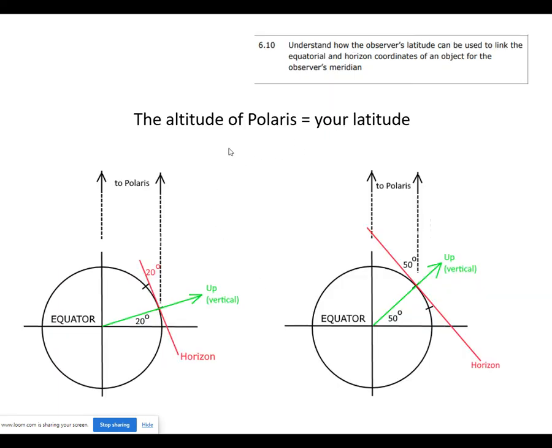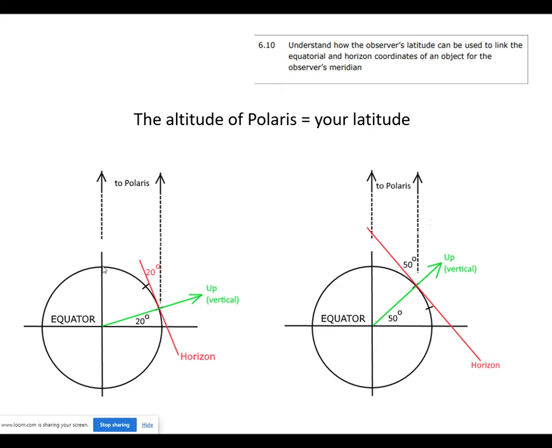Okay, so the altitude of Polaris above the ground that you look at. So if you went out tonight, found Polaris, measured the angle that it is from the ground and found that to be 55 degrees, that means your latitude is 55 degrees. If you're on the equator, then the angle looking up to Polaris will be 0 degrees, so it'd be looking right along the horizon.